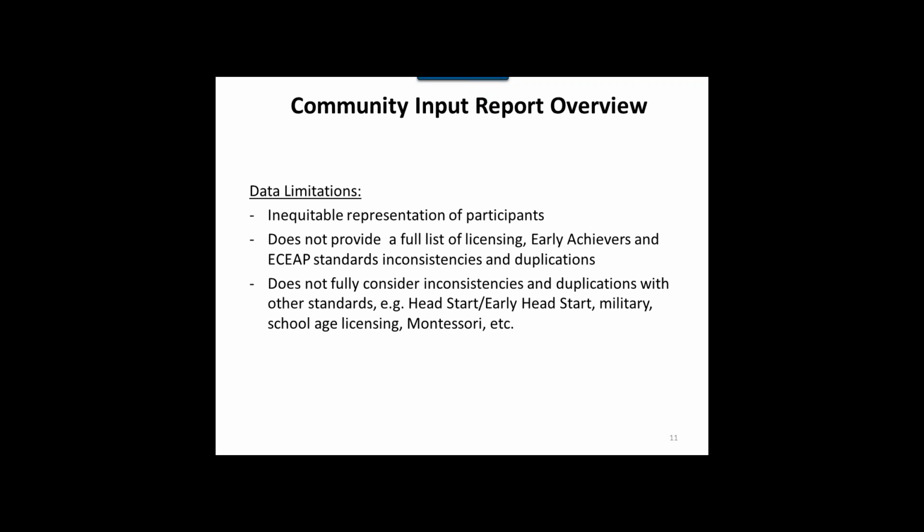Also, we were not focusing specifically on collecting a list of inconsistencies and duplications in Early Achievers, ECAP, and licensing standards. So we don't have a full list of all of the inconsistencies, all of the duplications, and all of the overlaps or differences in the language. This is something that we may need to think about, and WASP has been bringing this point for a pretty long time, as we all know.